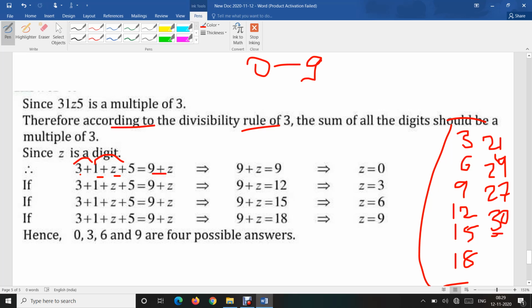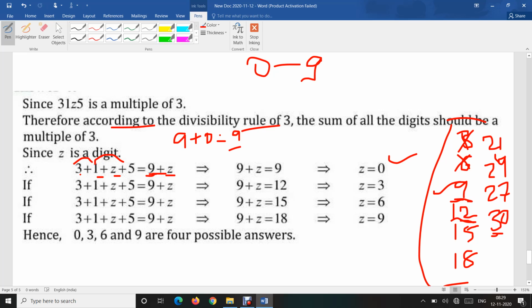Okay, so let us see. First of all, we have 9 plus z. So 9 is already greater than 3 and 6. So we cannot apply 3 and 6. Now let us start from 9. How do we get 9? If we put 0 at the place of z, then we will get 9. So z will be 0 in the first case.